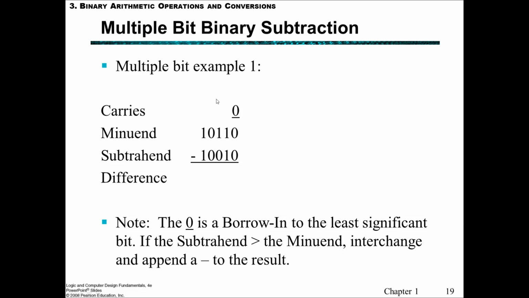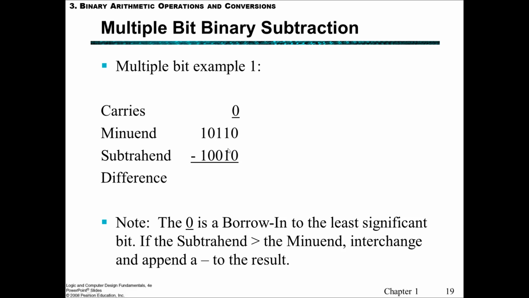For subtraction, we can approach this in a similar way to what we would for decimal type of subtraction. We have a minus end and we have a subtract end. The minus end is, say, the initial value, and the subtract end is the thing we're taking away, and the difference is obviously the difference between those two. So in this case, we've still added a 0 here, but we're not calling this the carry in, we're calling this the borrow in, and in this case it's what's available from the least significant bit. So we say that if the subtract end is greater than the minus end, we have to interchange and append a minus to the result.